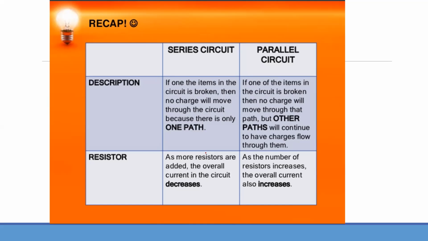In the next lessons, we are going to solve more questions: how to find the current in series, how to find the current in a parallel circuit, and sometimes we have a combination of parallel and series, how we deal with them and how we can find the current in each part. Do you have any questions?